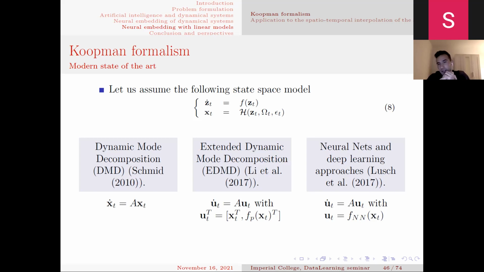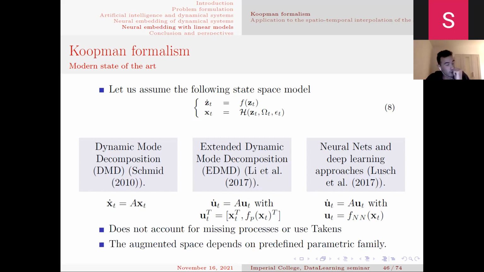Now, there is a current trend in using neural networks and deep learning approaches in order to find some observables that can be propagated linearly in time. The issue with all of these state-of-the-art techniques is that they do not account for missing processes or use time delay embedding. Another issue is that the augmented space, so the neural network here, depends on a predefined family of nonlinear functions. For this predefined family of nonlinear functions, the suitable Koopman operator that linearizes the dynamics may be missing.